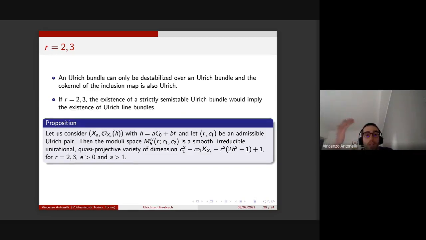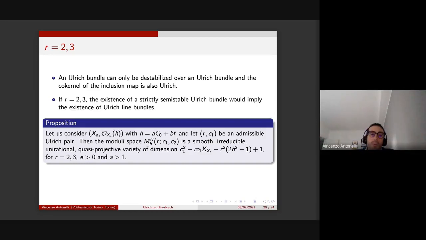And also, the open subspace M_U is irreducible, unirational, and a quasi-projective variety because it's an open subset there. You can compute the dimension using the classical strategy of computing the Ext^1 of E inside itself. So that's the first existence result about stable Ulrich bundles of rank greater than 2.